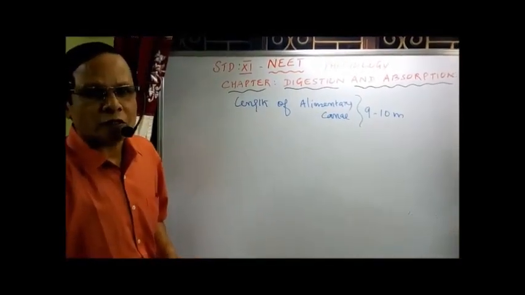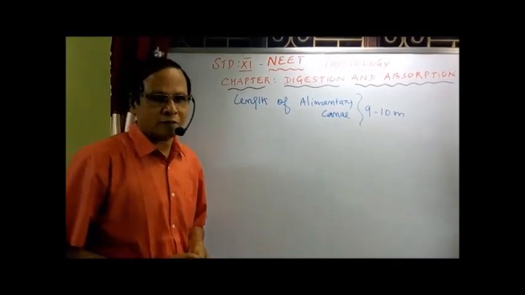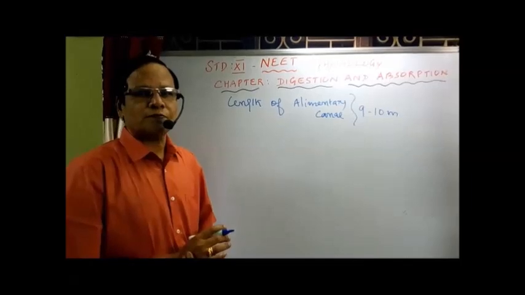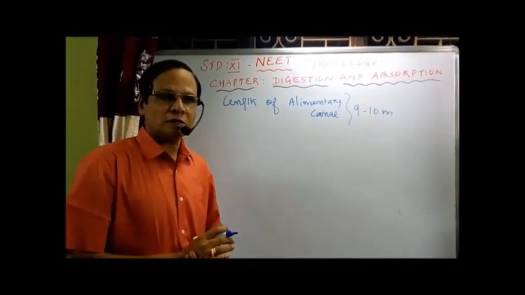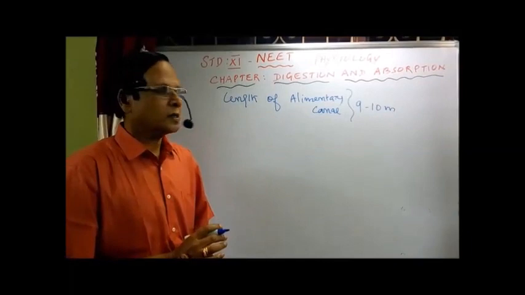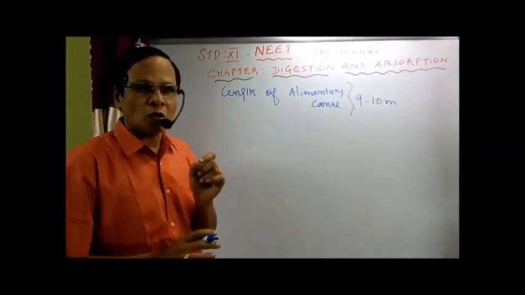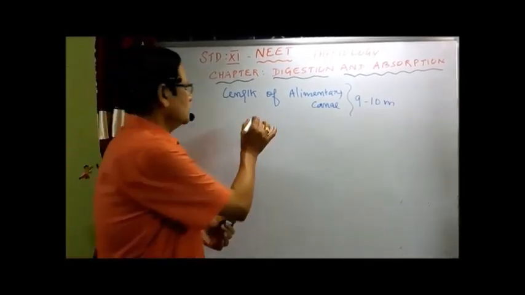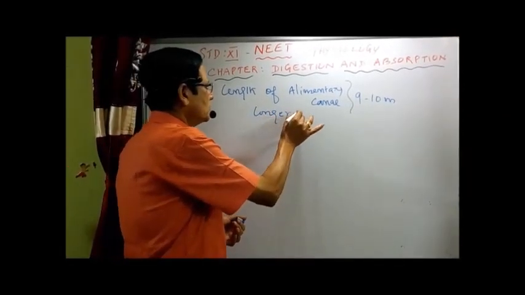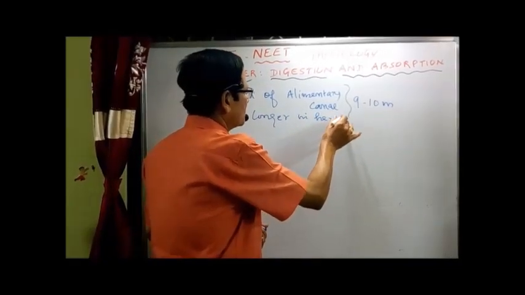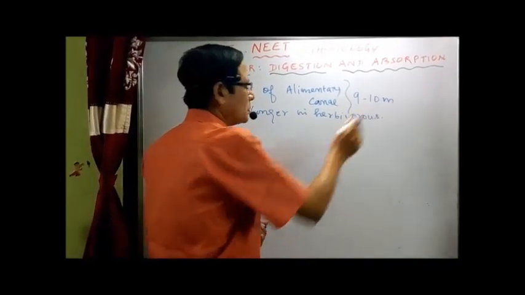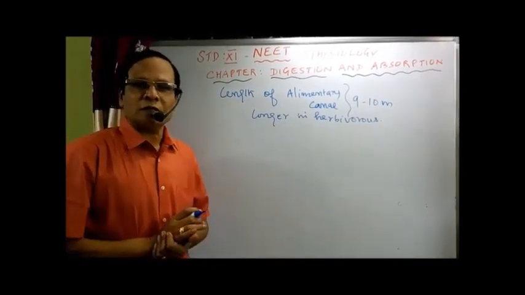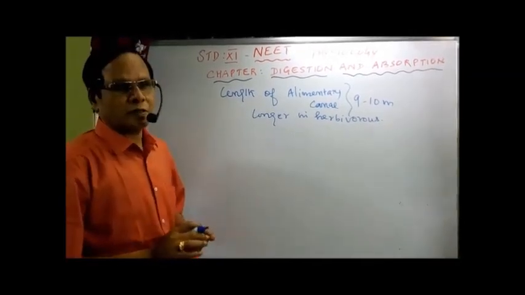Again, the alimentary canal is longer in the case of herbivorous animals. The reason is that they have to digest cellulose, and cellulose digestion takes a longer duration. That's why the length of the alimentary canal is longer in herbivorous animals than in carnivores. Now, see the different components of the alimentary canal and their length.